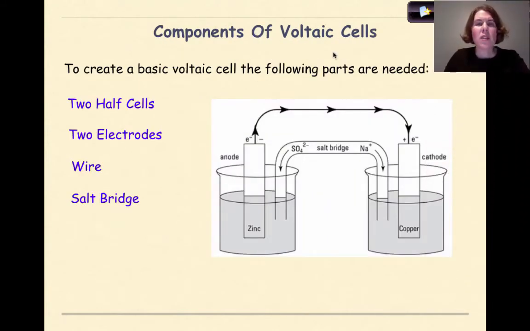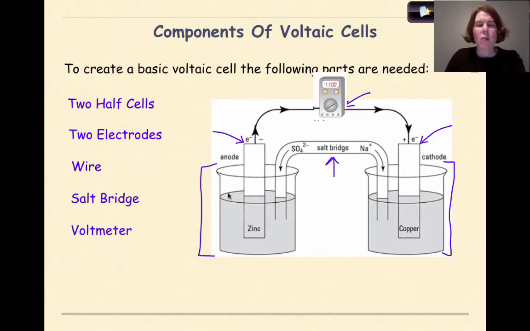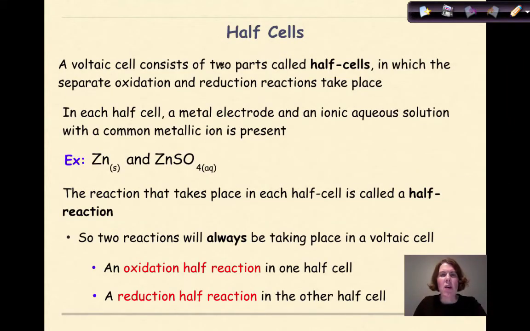Now let's briefly look at the components of a voltaic cell before we get into more detail. To create a basic voltaic cell, the following parts are needed. 2 half cells, which we're going to represent here by these beakers, so these are our half cells. 2 electrodes, we're going to see these as most likely pieces of metal. Other things can be used, but we're going to focus on metals being our electrodes. A wire, which is going to be represented right here, and a salt bridge, which is going to connect the 2 beakers, aka half cells, together. You could also have a voltmeter attached to your wire up here, and that would help monitor how much electricity in volts that's produced.